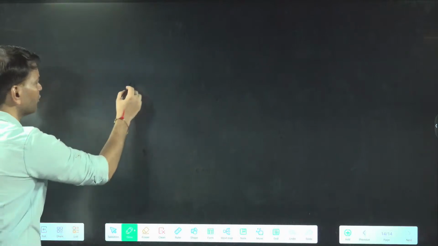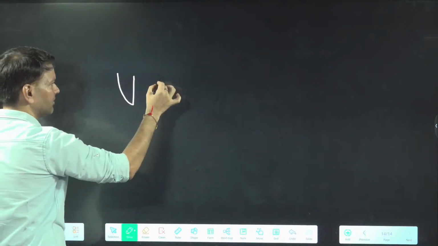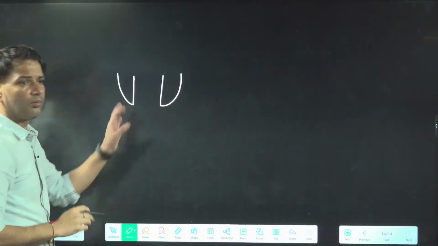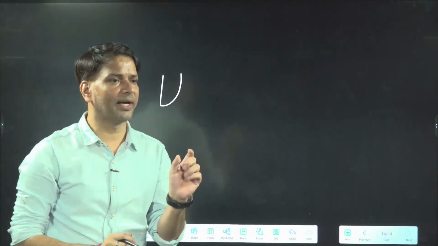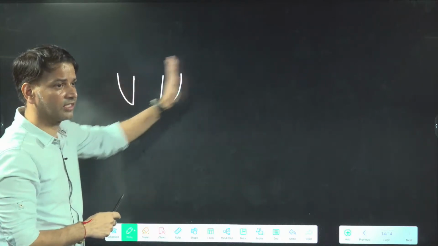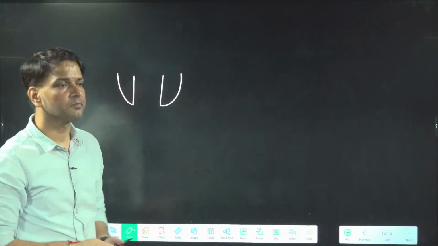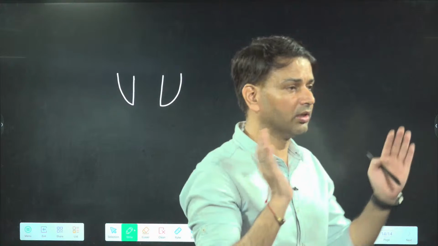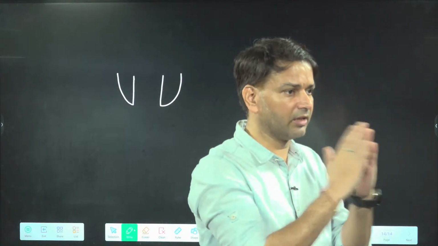If you have seen the vernier calipers, it has two jaws, shaped like this. Whatever you want to measure, you put that object in between the jaws. This one is fixed, and the other one is sliding. Before using it, you check whether your instrument is correct or not. So you join both jaws of the vernier calipers.